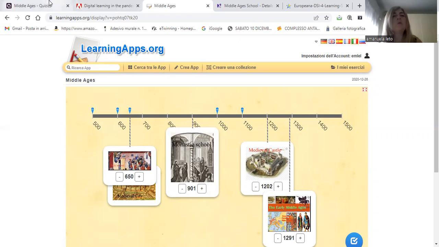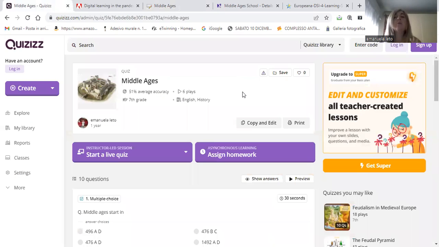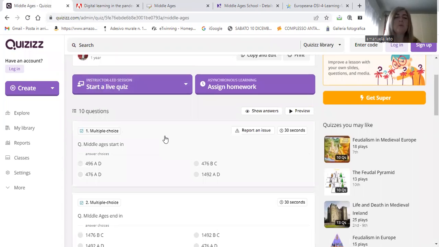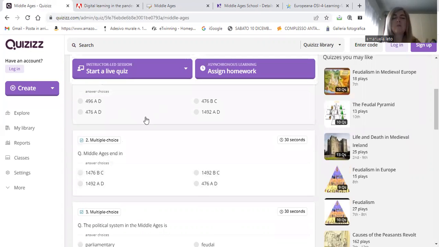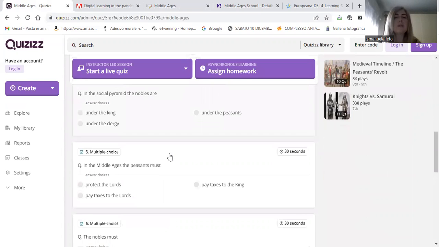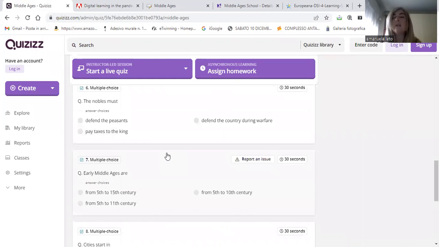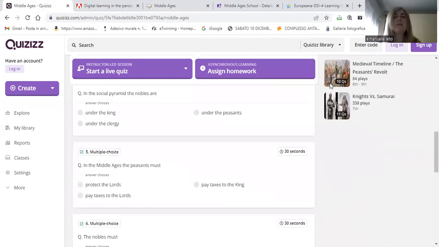Another app that I used was Quizizz, which is another free app that I use to make online tests, in which I set them some questions about the Middle Ages and they answer some questions about the Middle Ages to have a comprehension of the period. But the most interesting is another app, which is Kahoot.